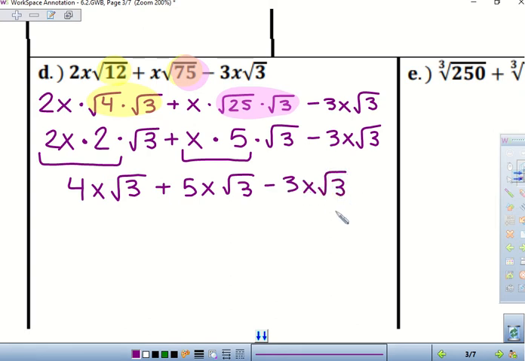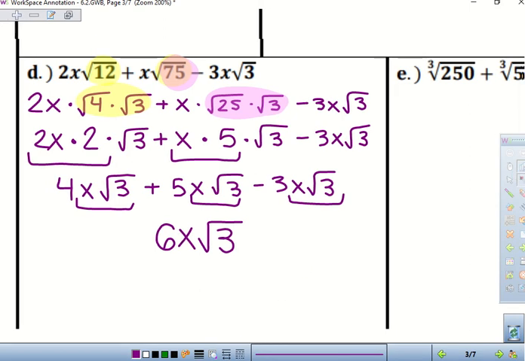Now you're going to notice that they all have the same base and variable to the same power. Does everybody see that? So now we can just deal with the coefficients. What is 4 plus 5? 9. What's 9 minus 3? So I end up with 6x radical 3. Does that make sense? Okay.